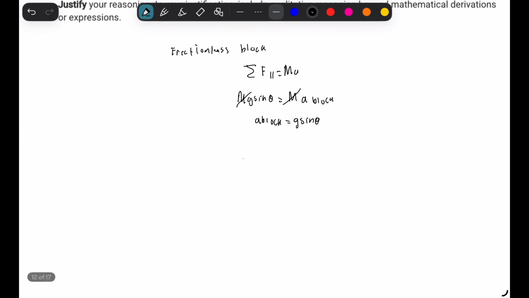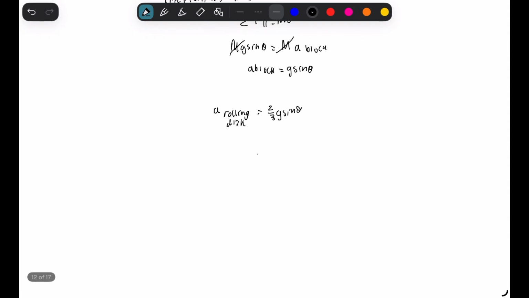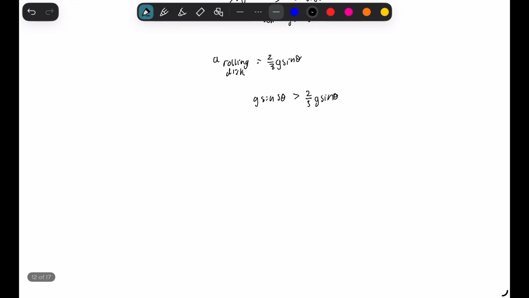And earlier from part A, we found that when you have a rolling disk, the acceleration of the rolling disk is going to equal 2/3 g sine of theta. So then we can compare. We have g sine of theta here and 2/3 g sine of theta here. So obviously you can see g sine of theta is greater than 2/3 g sine of theta, because if you multiply it by a decimal, it's just going to shrink the value. So then we can say that the acceleration of the block is going to be greater than the acceleration of the disk.